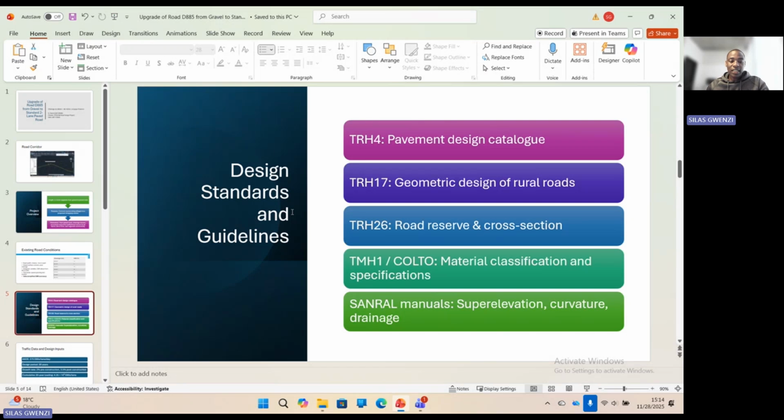The design standards and guidelines followed. All the design work followed the South African road engineering standards to ensure safety, constructability, and compliance. We referred to TRH4 for pavement design, TRH17 for geometric design of rural roads, and TRH26 for road reserve and cross-section element requirements. The material testing and classification were guided by TMH1 and COLTO, while SANRAL provided supplemental guidance for superelevation and drainage design.